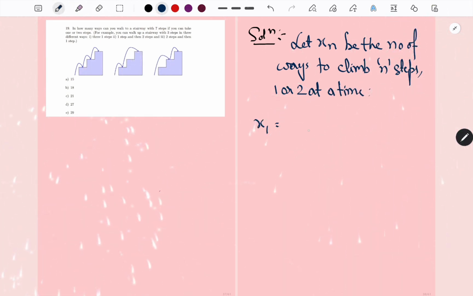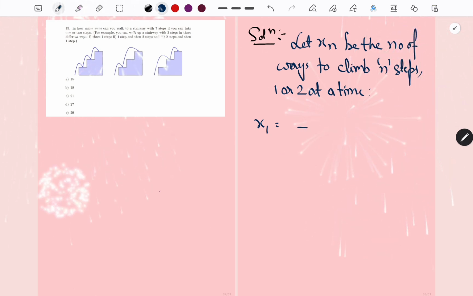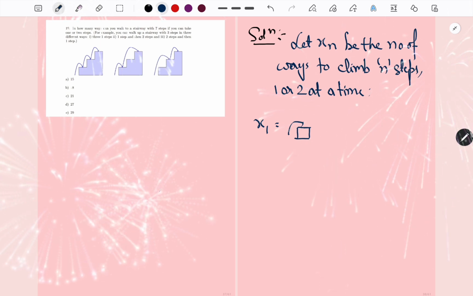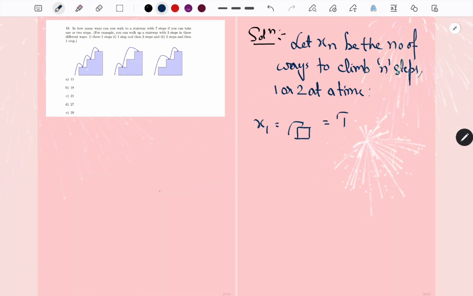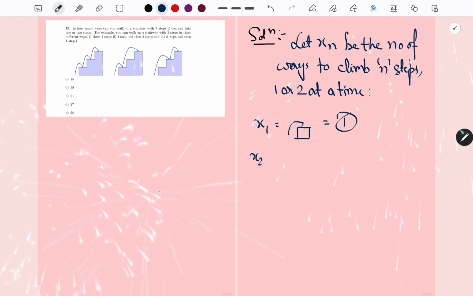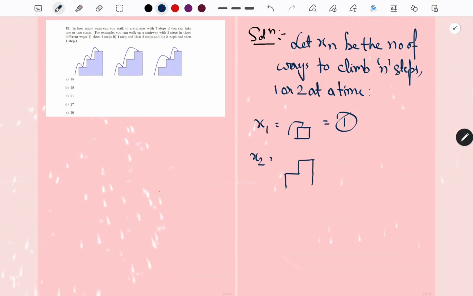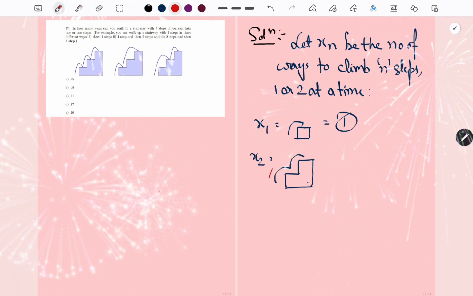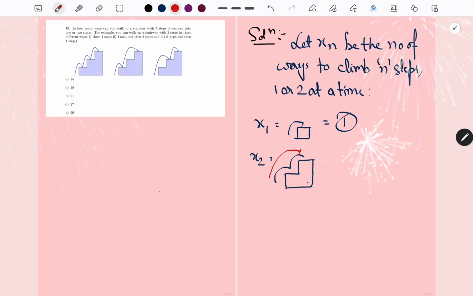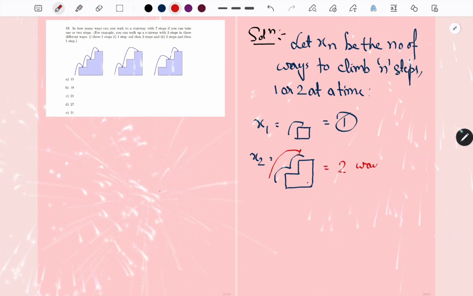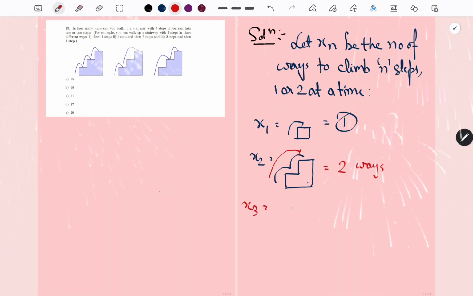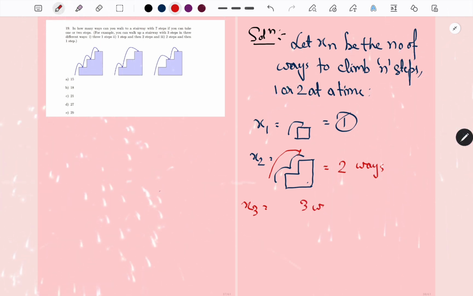For x1, it means there is only one stair, so what is the number of ways? Of course, if he takes one step, then only he reaches the place. If there are 2 steps, what is the number of ways? Either he can go 1 step at a time, or he can move 2 steps at a time. So basically there are 2 ways. Now for x3, they have already given there are 3 ways.